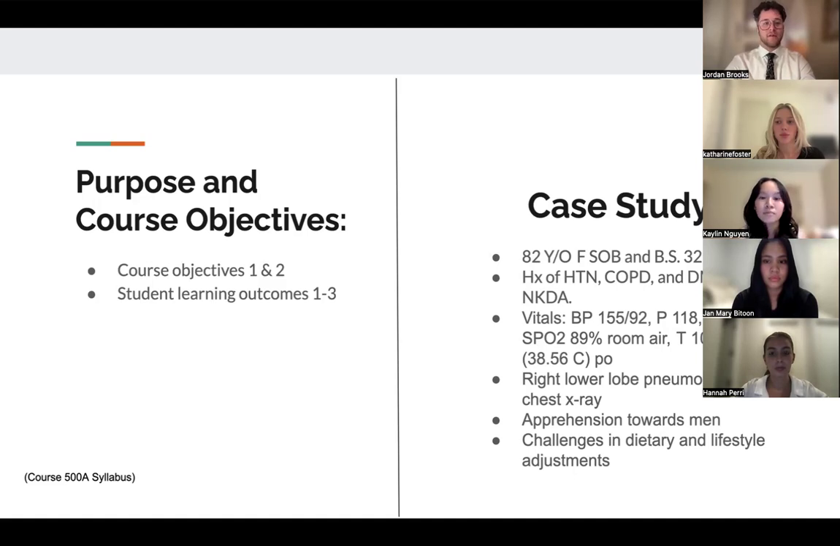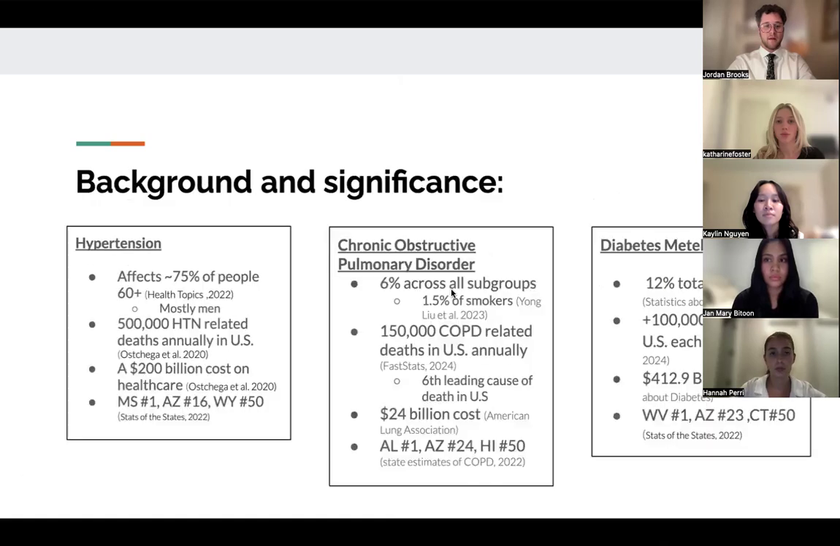She is apprehensive towards men in healthcare. She doesn't like people who aren't her husband touching her. And she's expressed some challenges in adjusting to the dietary lifestyles of America.